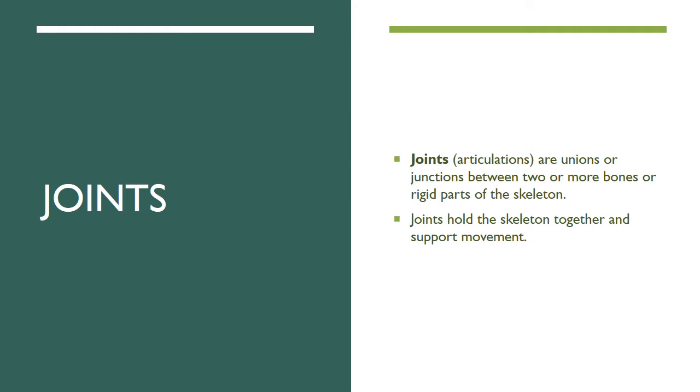Amphiarthrosis are slightly movable joints, for example the vertebral joints. Synarthrosis are immovable joints, for example the joints in your skull. Diarthrosis are freely movable joints such as the ball and socket joints, hip joints, and shoulder joints.